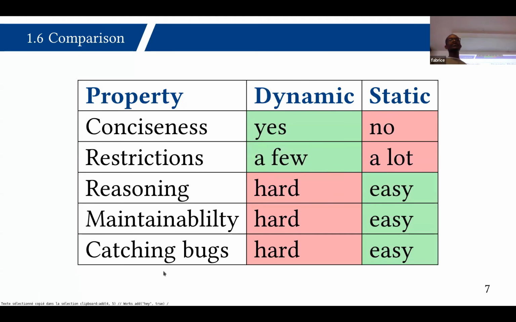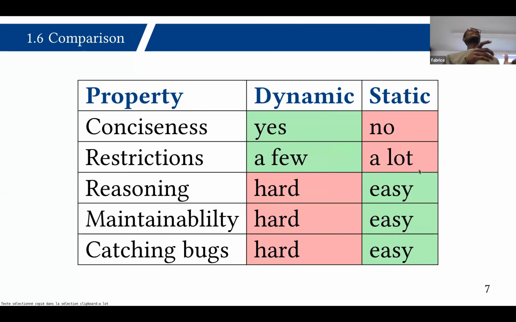That's why we have different properties for dynamic and static typing. For instance, we have conciseness. So in a dynamic programming language like R, since we don't need to put types and manage types, it's really concise because we don't need to write any type at all. For static typing, that's not that simple because we need to put types before and at each moment. There are a few restrictions with dynamic typing because now we can do whatever we want. So we can put everything we want in any function or in any variable.